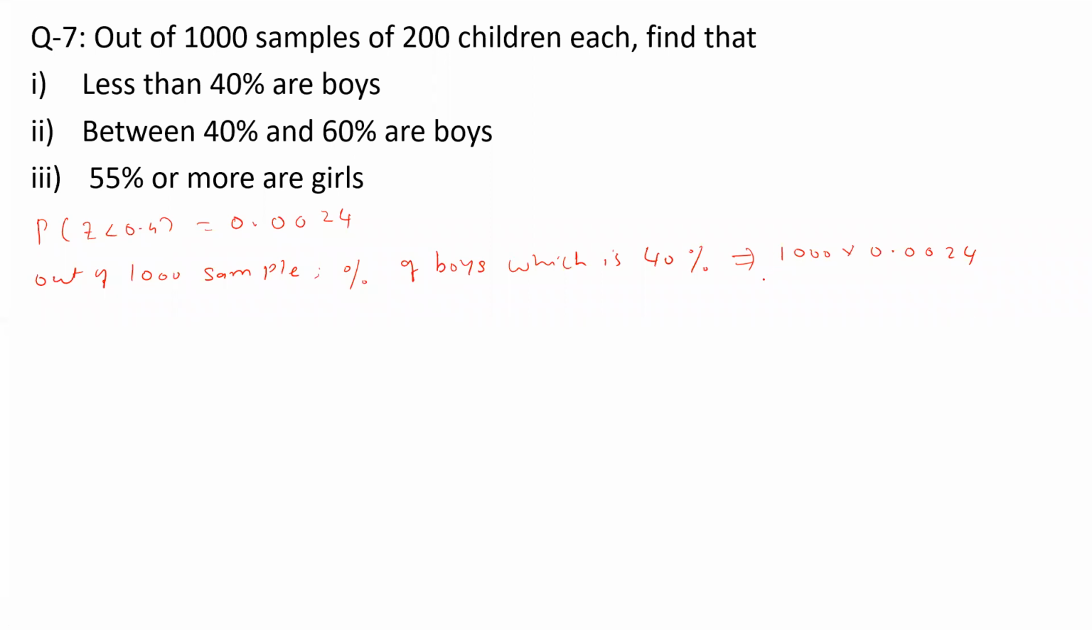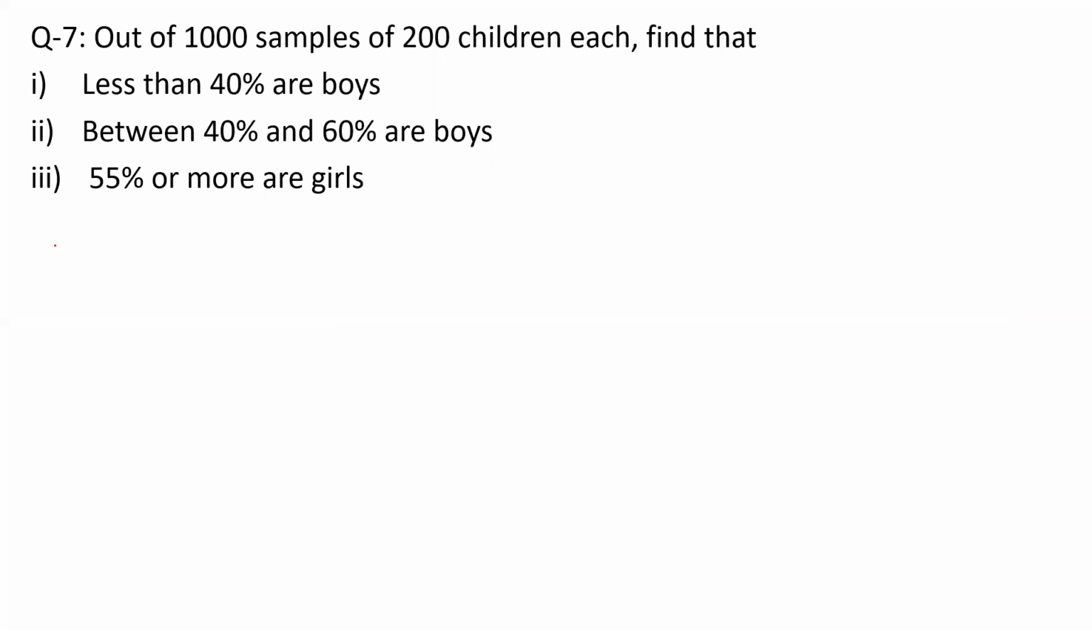which is coming approximately 2.4, or I will just write in general round figure 2. So only out of 1000 sample, only 2 samples contain 40% of boys. This is what it means. Out of 1000 sample, only 2 samples contain 40% of boys. Anyway, let's go back to the second portion.